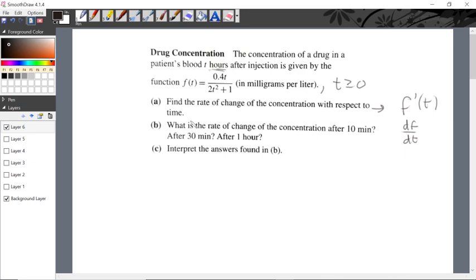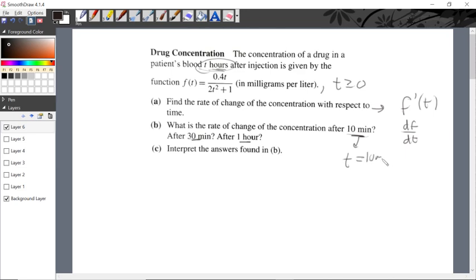And we're going to find that rate of change at different quantities of time: 10 minutes, 30 minutes, 1 hour. Note that t itself is in hours. So if we're talking about 10 minutes, what value of t would we choose?